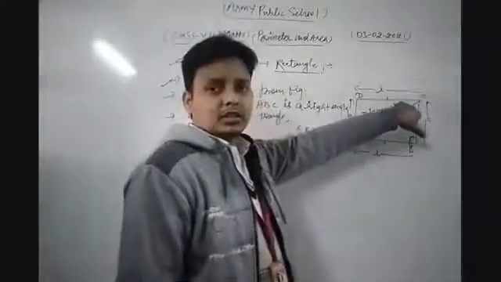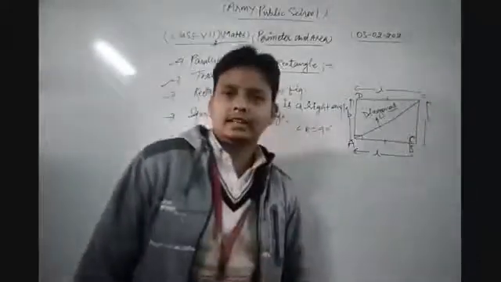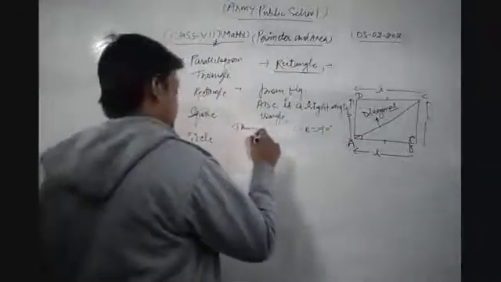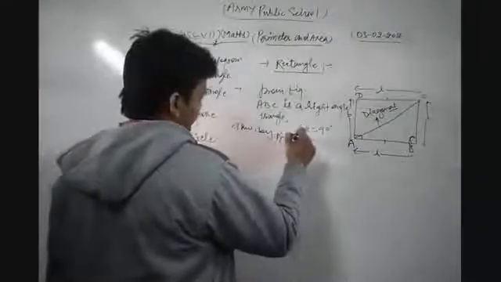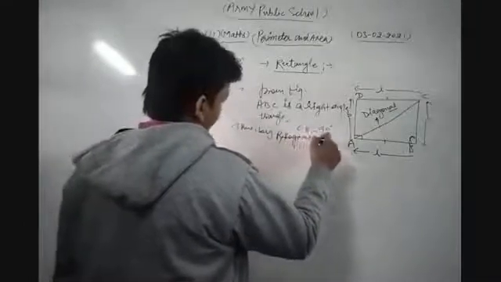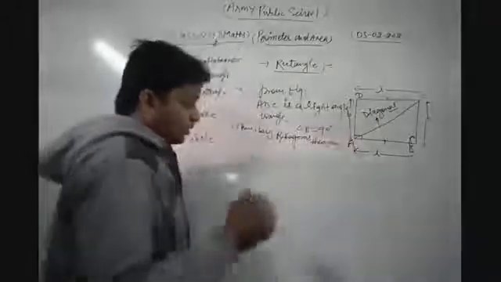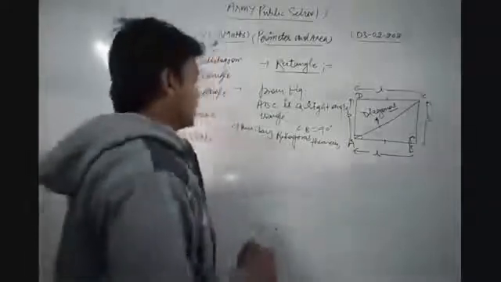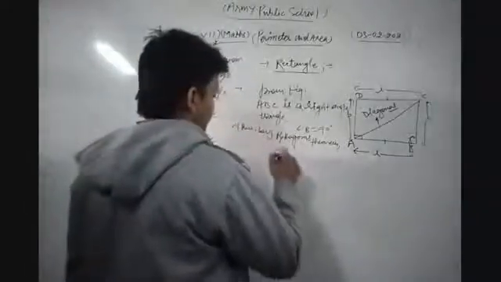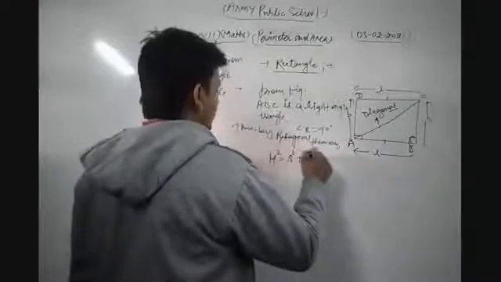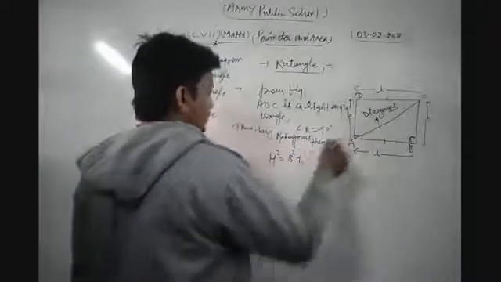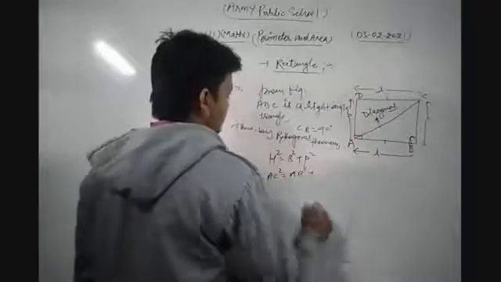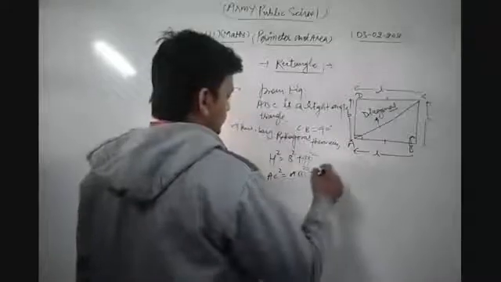In triangle ABC, here we apply the Pythagoras theorem. By the Pythagoras theorem, the square of the hypotenuse is equal to the sum of the squares of the other two sides. That is, hypotenuse square is equal to base square plus perpendicular square. The hypotenuse is AC, so AC square is equal to AB square plus BC square.